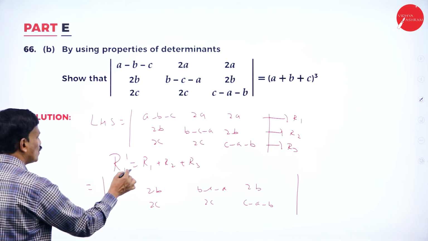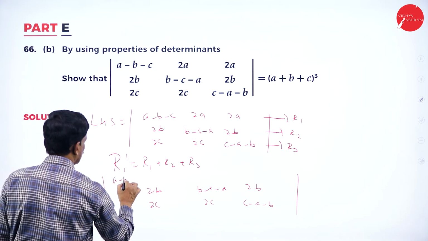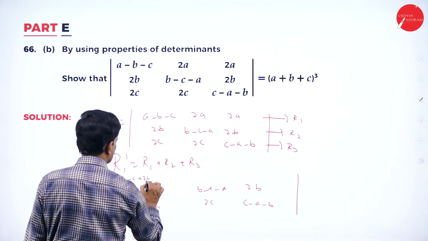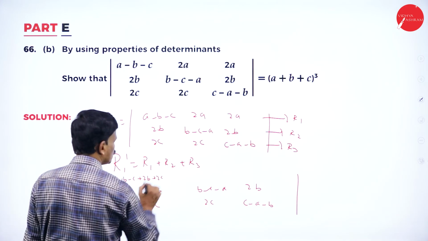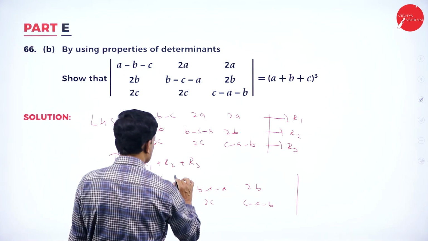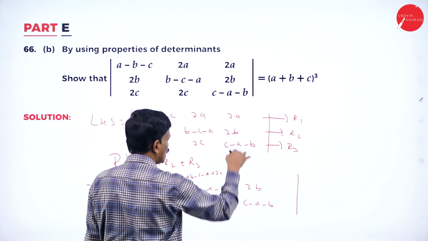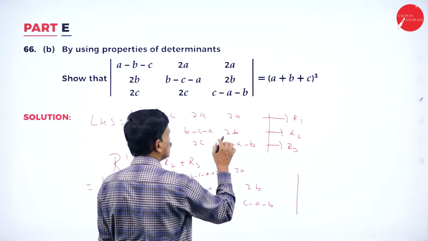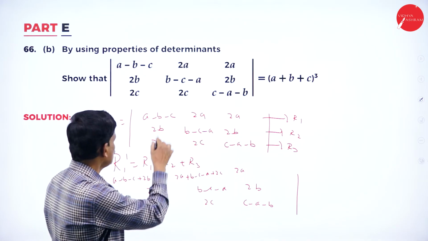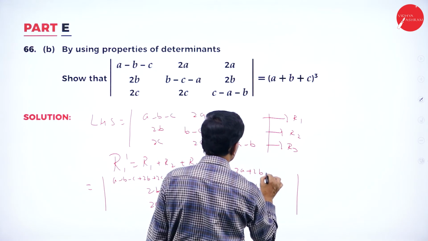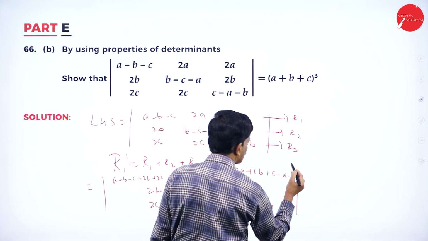Add first element of R1, that is A minus B minus C, plus first element of row 2, that is 2B, plus first element of row 3, that is 2C. Similarly add this: 2A plus B minus C minus A plus 2C, and add the first element, second element and third element. So 2A plus 2B plus C minus A minus B.